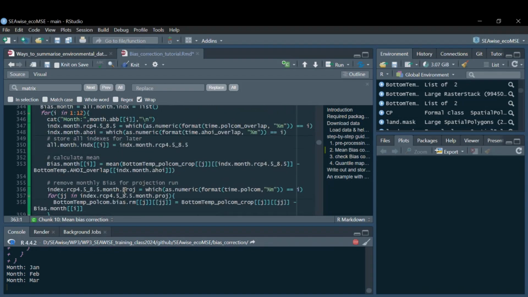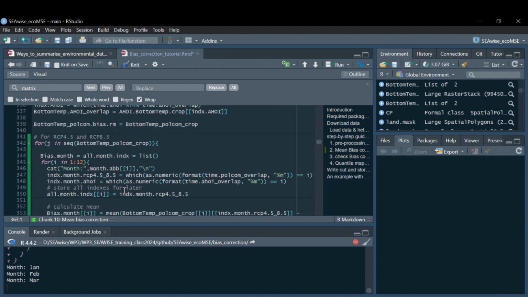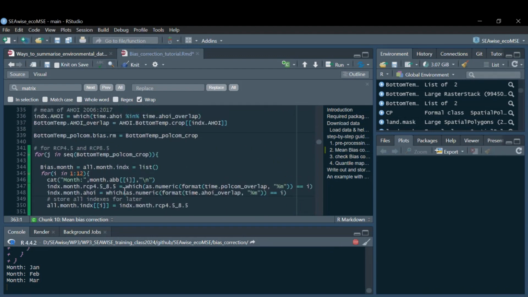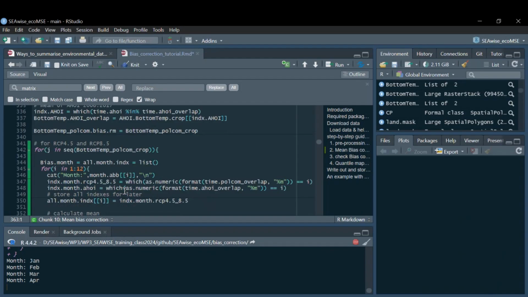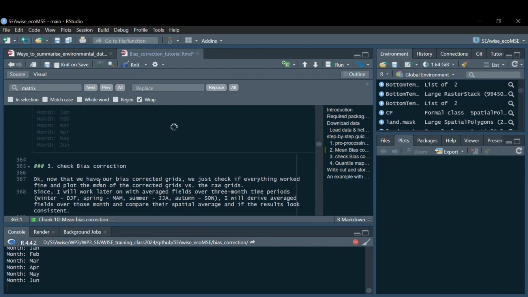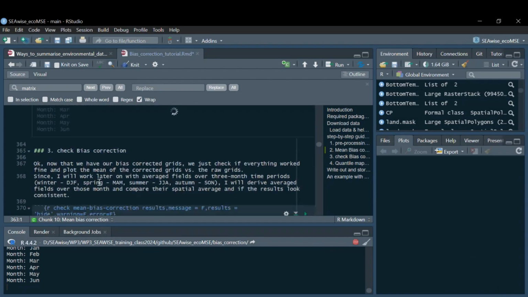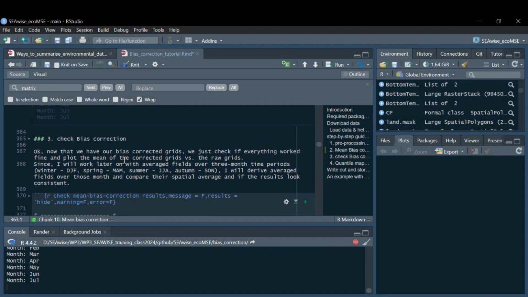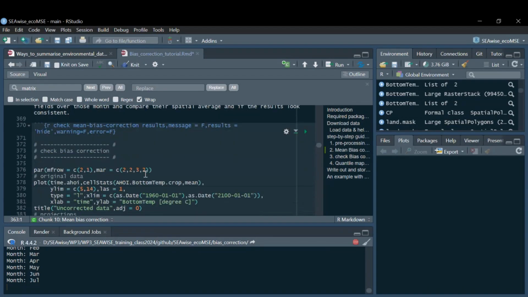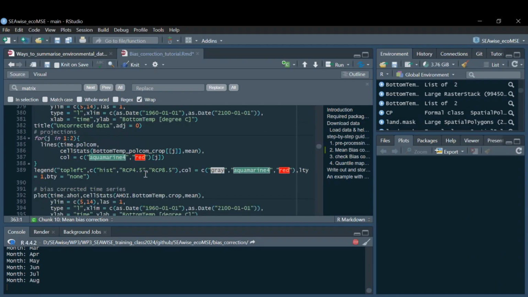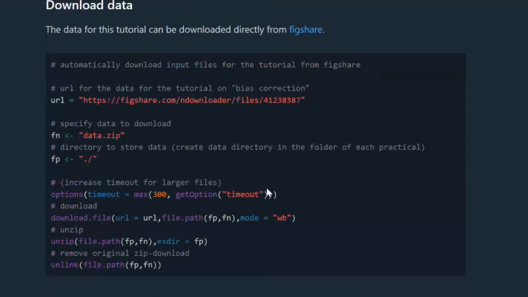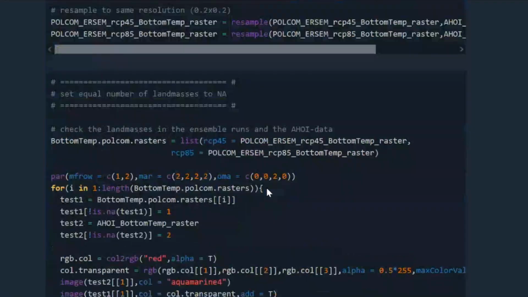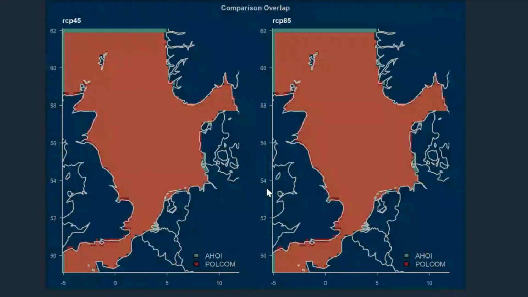This step is also easy to put in a wrapper function and parallelize, because it does it for every month sequentially, but I haven't for demonstration purposes. This is running a bit, and we can just move on to our next chunk where we check the bias correction. Therefore, I just switch to the HTML because it's easier.